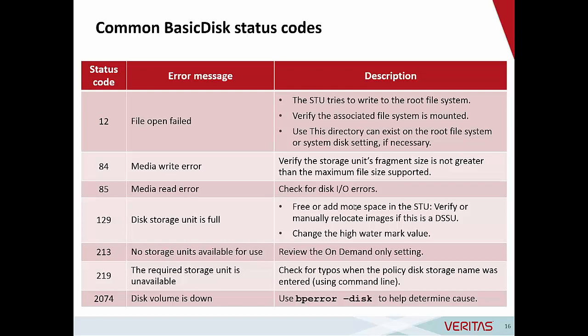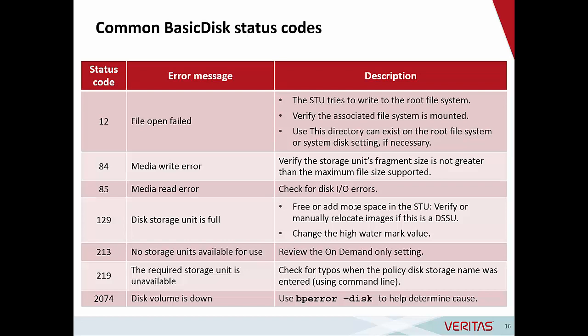219 is a much broader code. The required storage unit is unavailable, and it can happen from physical or logical issues. Checking for typos when the disk storage name was entered is a possibility. One that's only going to come up if you were creating storage units from the command line, not if you were doing it from the console.